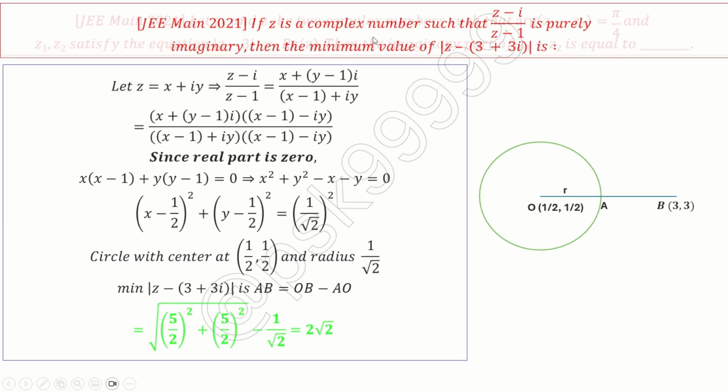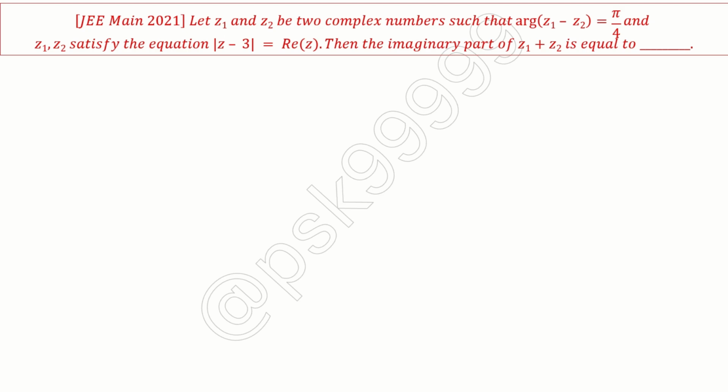Next. Let Z1 and Z2 be two complex numbers such that arg of (Z1 minus Z2) is 5 by 4, and Z1, Z2 satisfy the equation absolute of (Z minus 3) equal to real part of Z. Then the imaginary part of Z1 plus Z2 is equal to. Okay. We need to find out the imaginary part of Z1 plus Z2. Z1, Z2 satisfy the equation given here. Now we need to find out what this equation is.